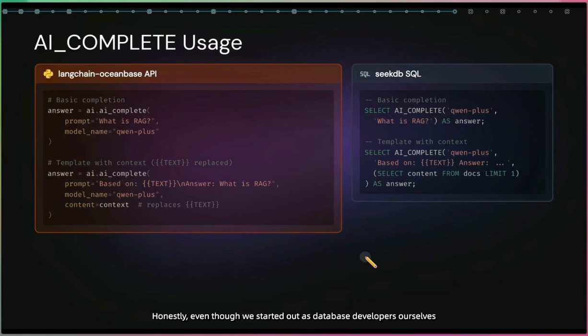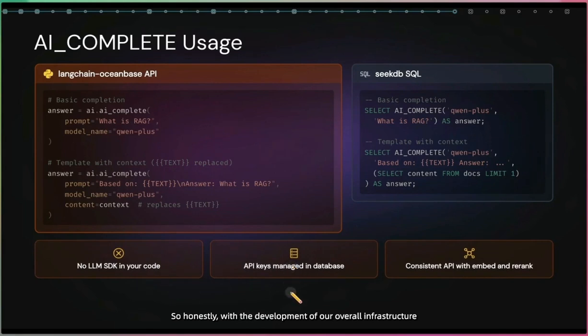Honestly, even though we started out as database developers ourselves, I have to say, seeing this database, an AI native database, being able to provide both vectorization capabilities and some AI functions at the same time is actually pretty surprising. We really didn't expect that. While we were talking about how LangChain and OceanBase work together to build RAG, we suddenly realized that a database service has already made a small revolution in this area. It can actually get rid of these connections, external dependencies, and then build a RAG system. So honestly, with the development of our overall infrastructure, the possibilities for the future are really becoming endless.